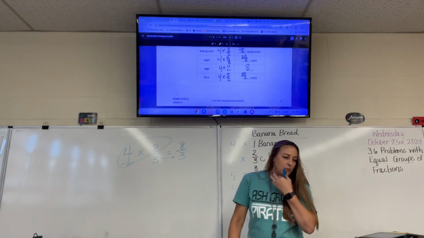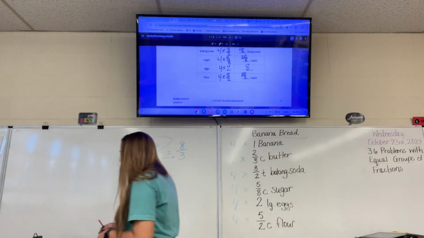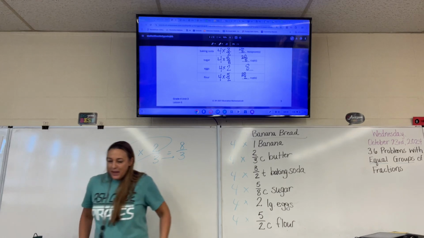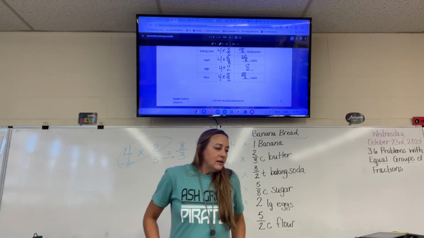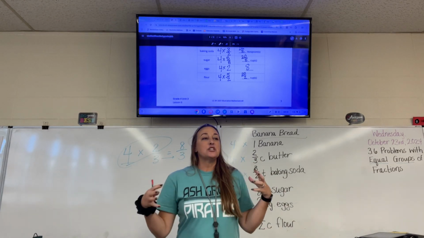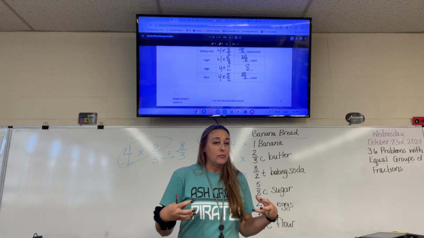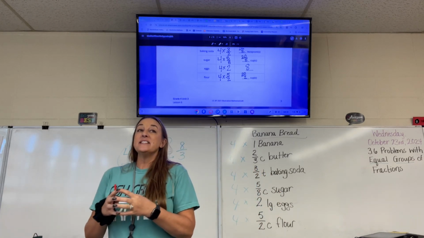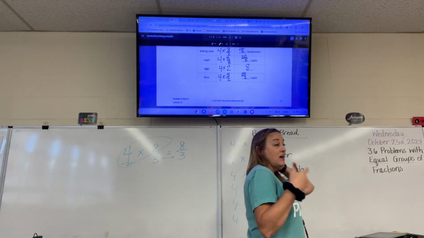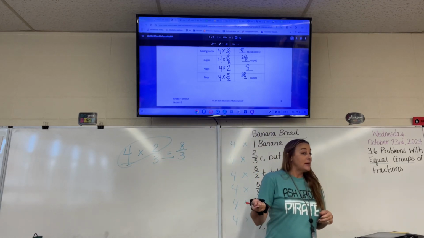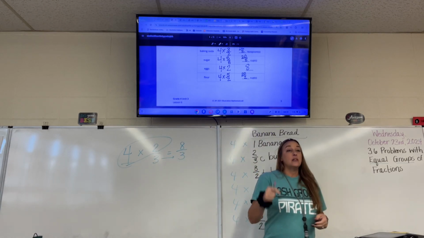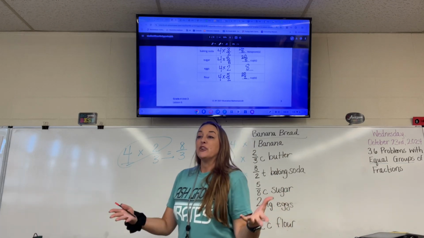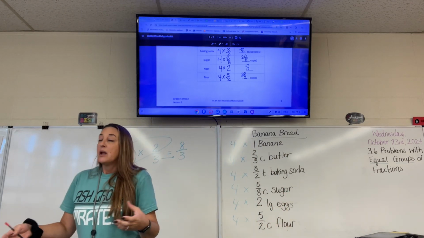All right, and then we're on the very last page. And the very last page is matching expressions to word problems. This is something back when I taught math to 6th graders that we did a lot of. This is your first introduction to it.